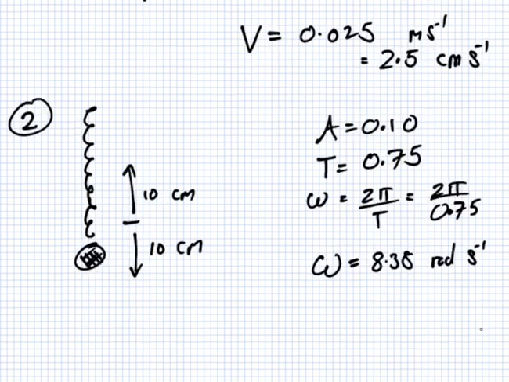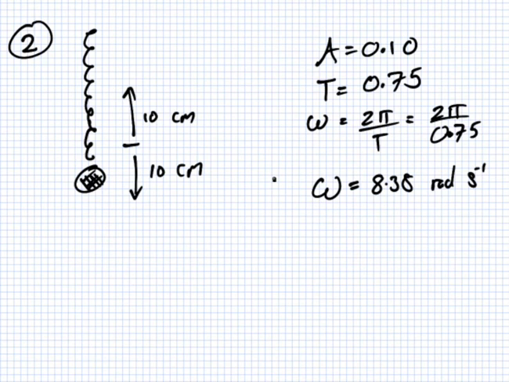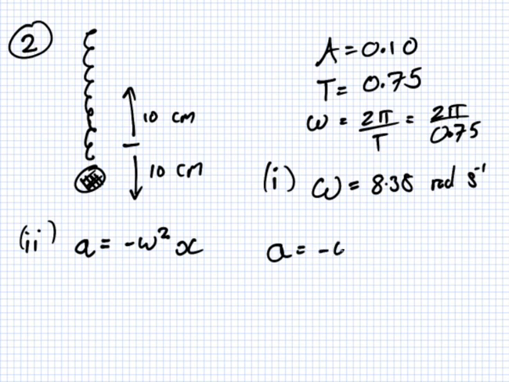Don't look at me. Type it in. What is it? No, it's not. Is it? No, that seems way too big. Thank you. 2 pi over... Oh, you're right, KJ. I apologize. 8.38. Thank you. Radians a second.